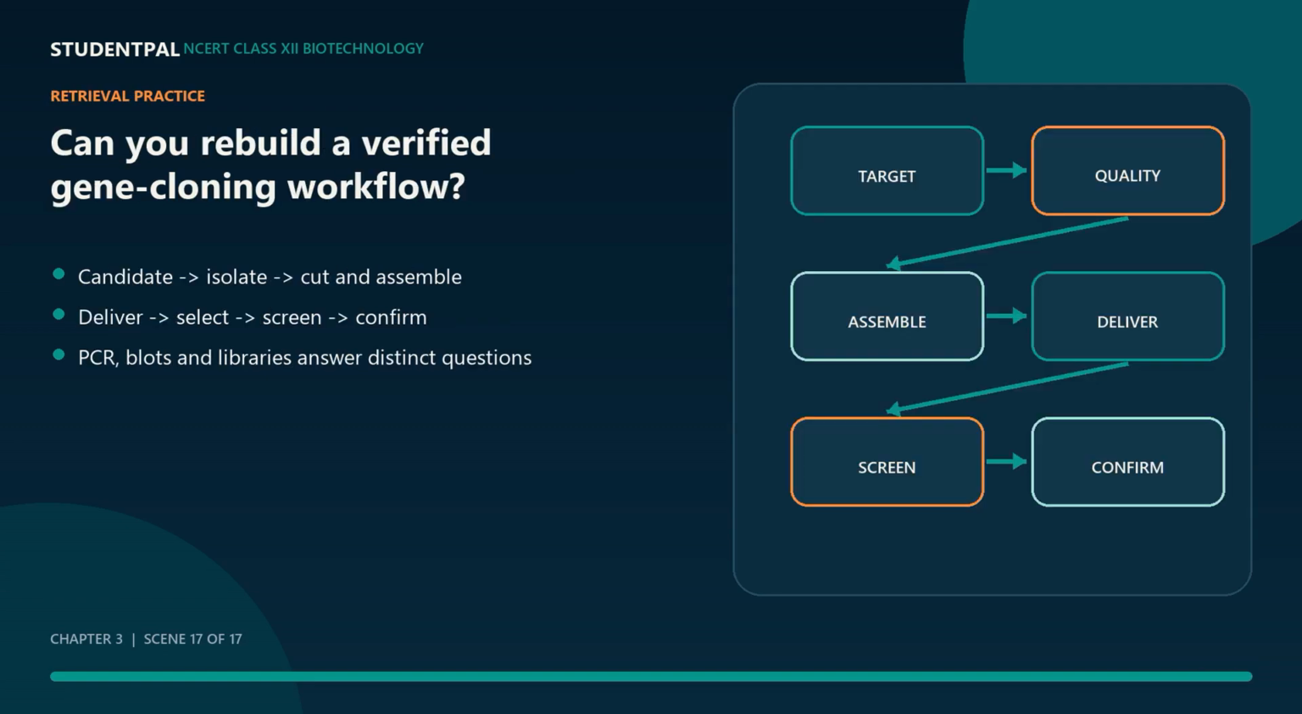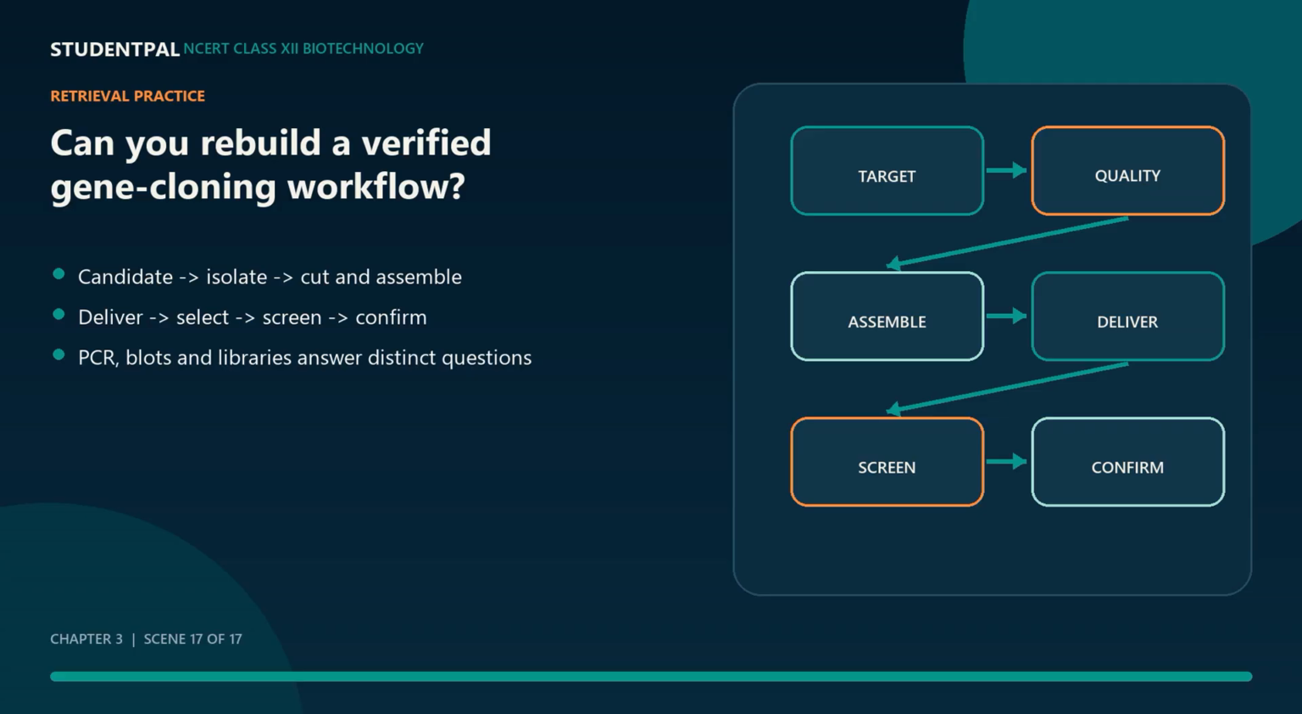Close your notes and rebuild the chapter as one evidence chain. Begin with a candidate gene supported by a testable hypothesis. Isolate nucleic acid of suitable identity, purity, and integrity. Choose enzymes from the construct map, prepare vector and insert, assemble the recombinant molecule and include controls for background. Select a delivery method that matches the host cell. Use selection to enrich cells, screening to locate likely recombinants, and sequencing or equivalent evidence to confirm the final clone.